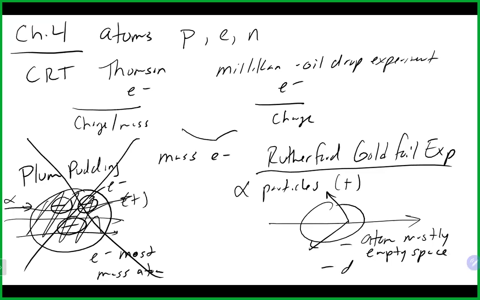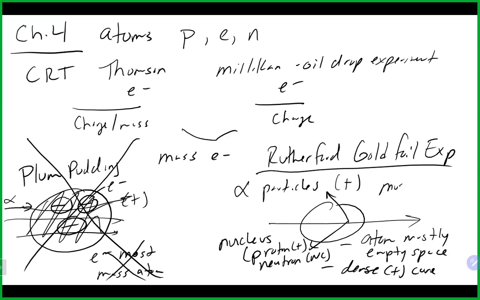It has a dense positive core, which is our nucleus. Later experiments found that protons are in the nucleus, which are positively charged, and neutrons as well, which have no charge, in the nucleus. And the other major difference was that most of the mass of the atom was actually the nucleus. That made a lot of sense because later experiments showed that both the proton and the neutron were about 1,800 times heavier than any electron. And out of all three of those particles, it's the neutron that is the heaviest. It just barely beats out the proton, followed by the electron, which is much, much smaller.